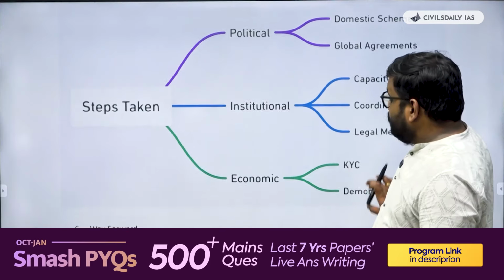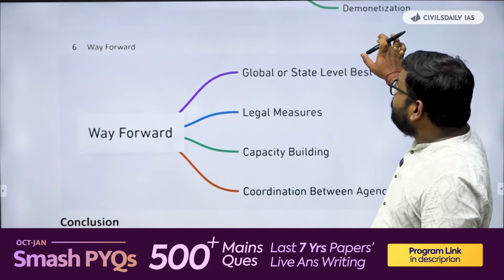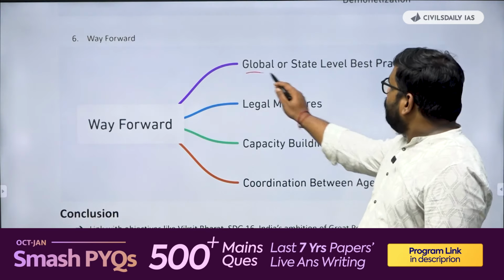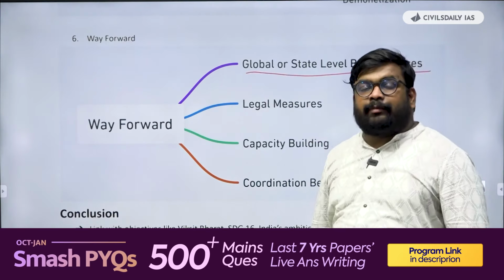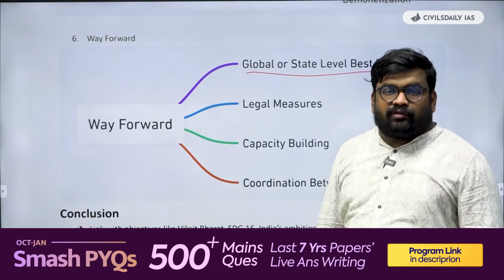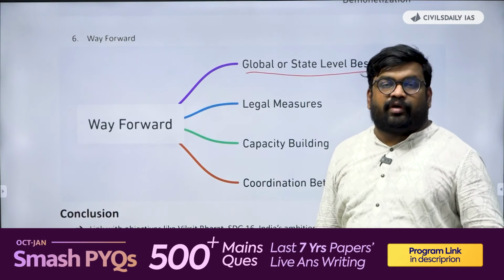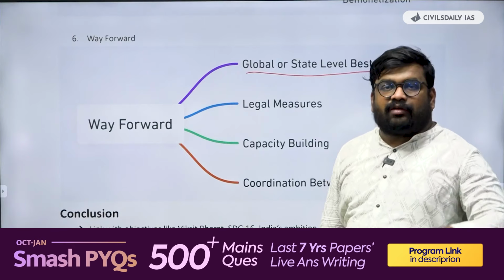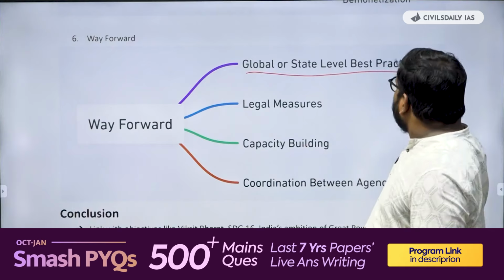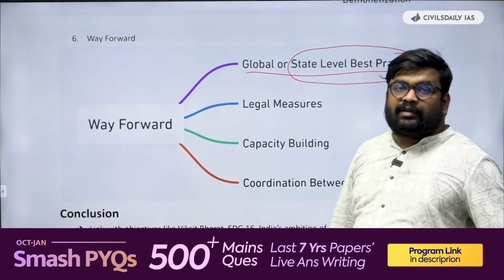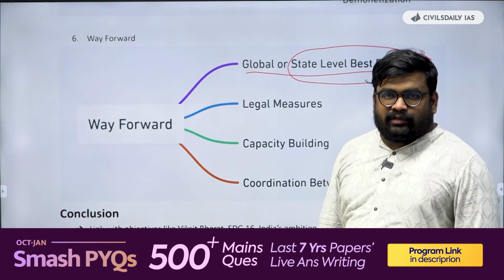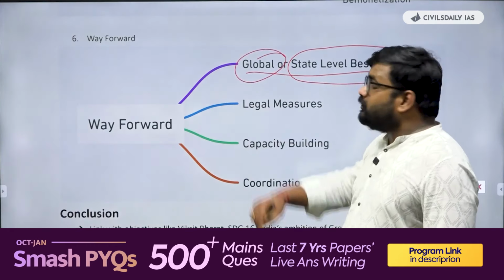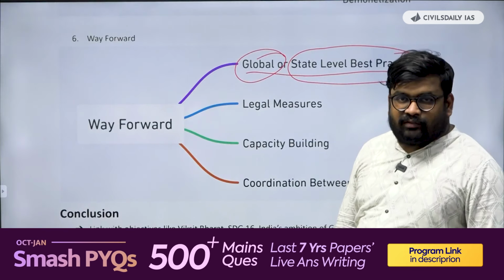Last is the way forward. So with respect to the way forward, what you have to do, one, global or state level best practice. Remember, law and order is a state subject. So in the issues related to Naxalism, Maoism, with respect to these insurgencies, in all such cases, if you have any state level best practices, for example, the Greyhound model of Andhra Pradesh, you can use those in your way forward, or the global measures or global best practices.